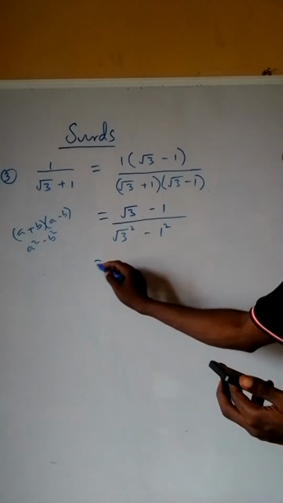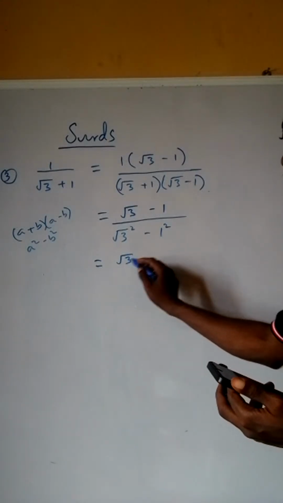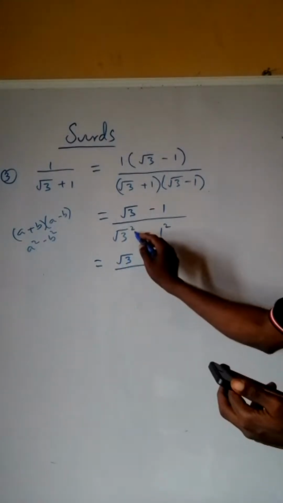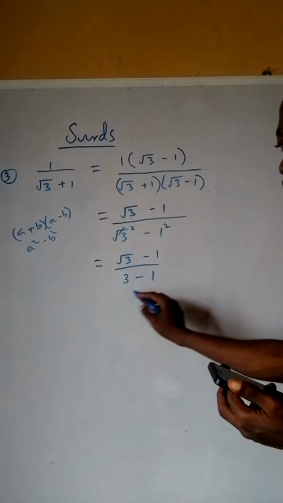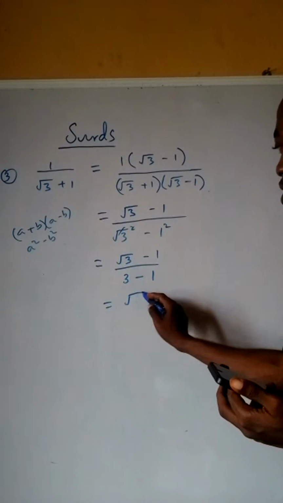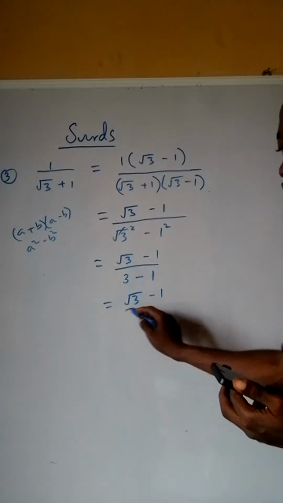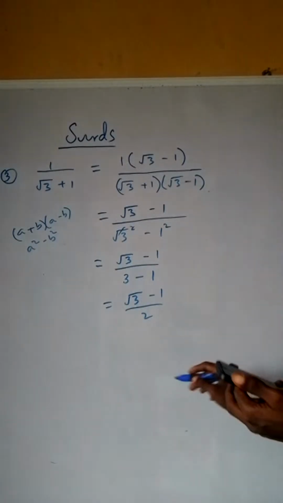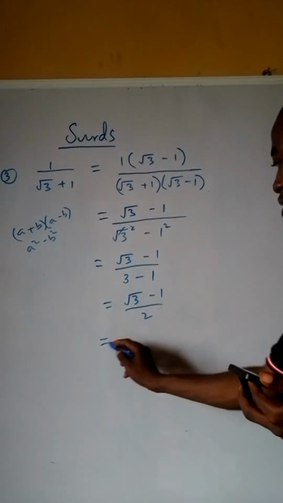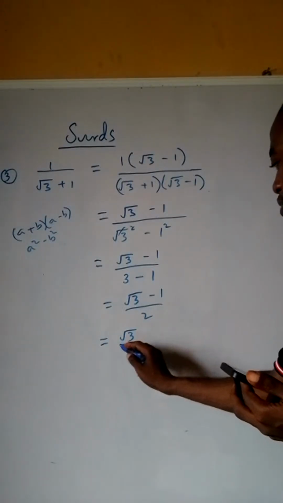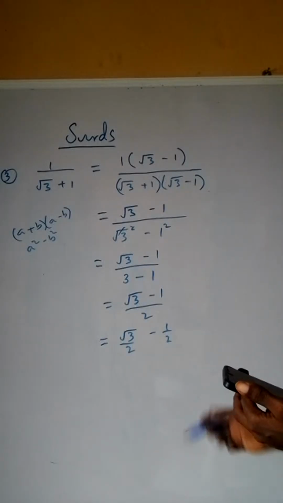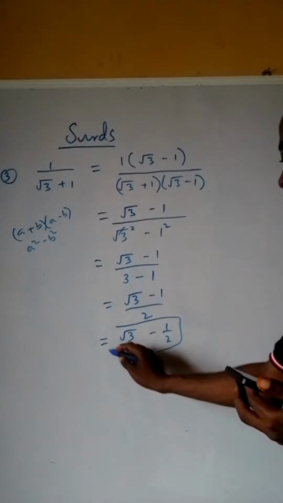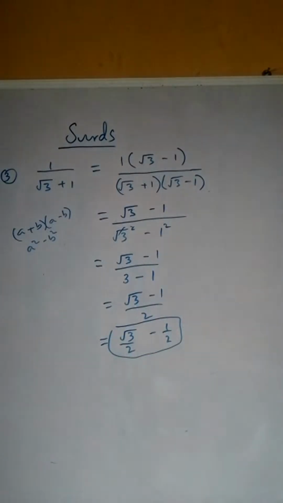And this, here we have root 3 minus 1 over root 3 squared. Square cancels square root, we have 3 minus 1 squared, that's 1. And here becomes root 3 minus 1 over 2. Of course, we can decide to rewrite this, and we have root 3 over 2 minus 1 over 2. So we have this as the solution to that problem.